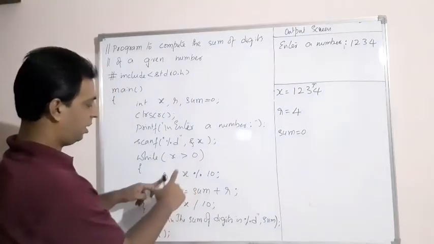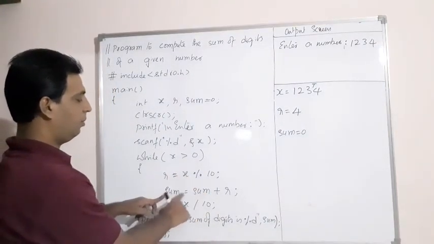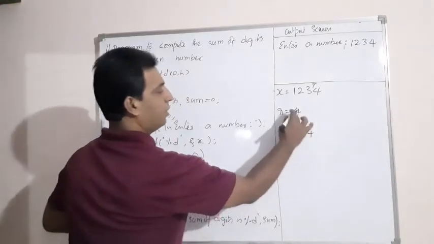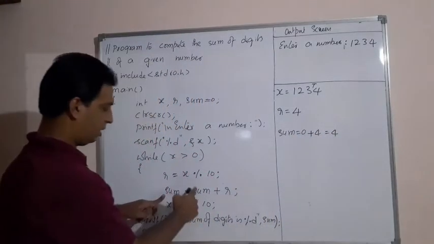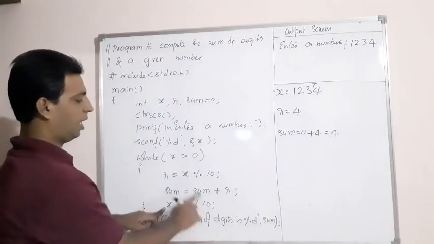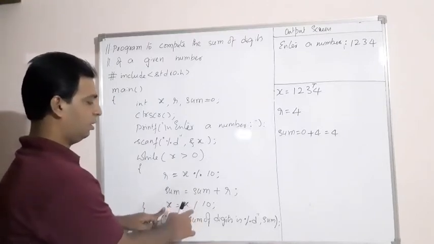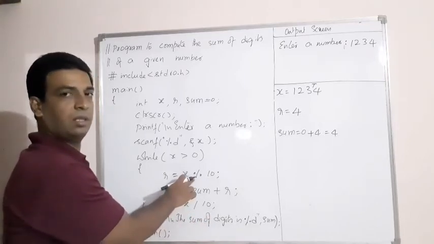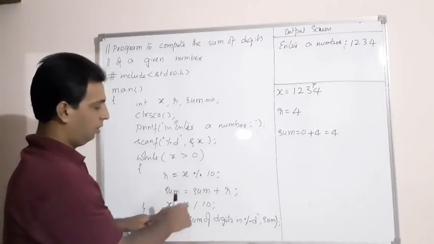Then next statement is sum is equal to sum plus R. The sum's initial value is 0, plus R which is 4. So 0 plus 4 is 4. Next statement is X is equal to X slash 10. This slash is also division, but this operator will give you the quotient, while the percentage is also division, but gives you the remainder. That is the difference between the modulus and division operators. This slash will give you the quotient.